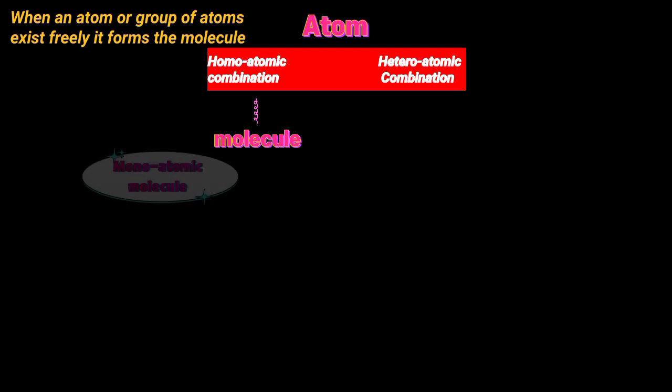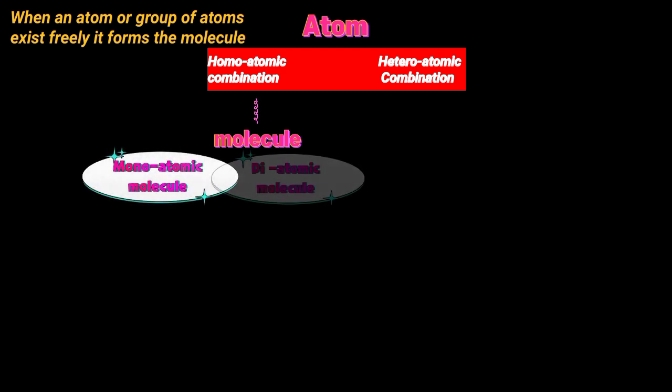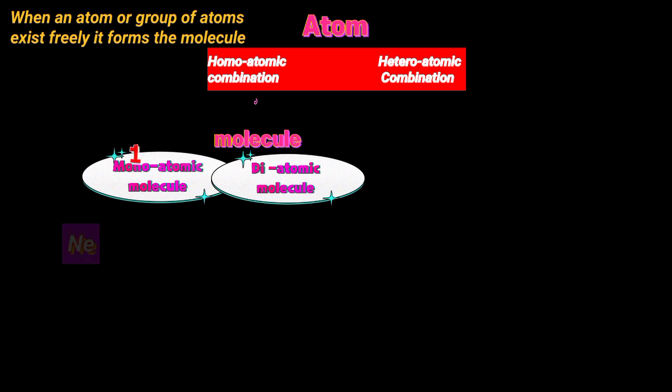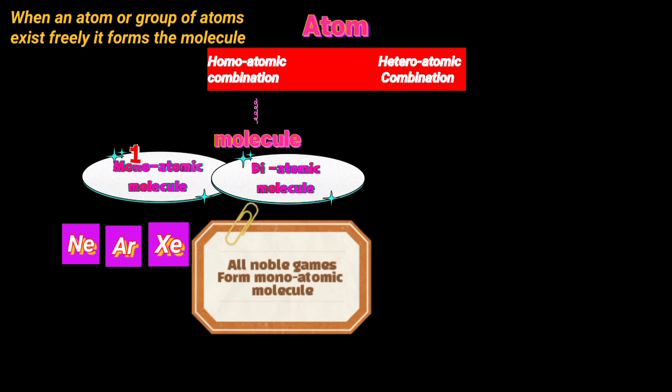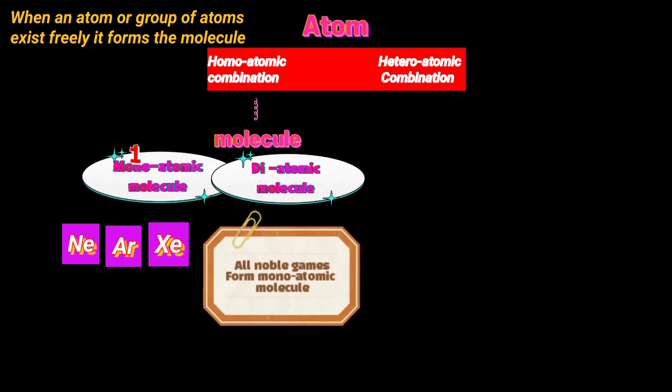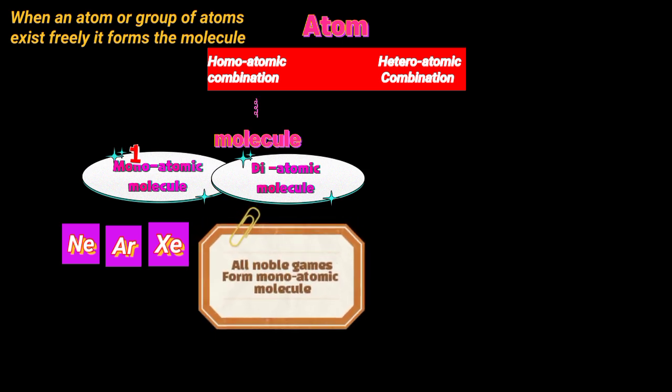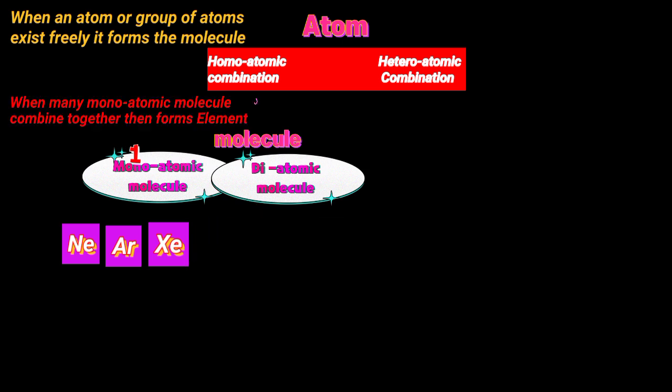When an atom or group of atoms exists freely, it forms a molecule. In homoatomic combination, a molecule will be either a monoatomic molecule or a diatomic molecule. The word mono means one, so monoatomic molecules are neon, argon, xenon. One can say that all noble gases form monoatomic molecules because they are made up of only one type of atom. When many monoatomic molecules combine together, they form an element.